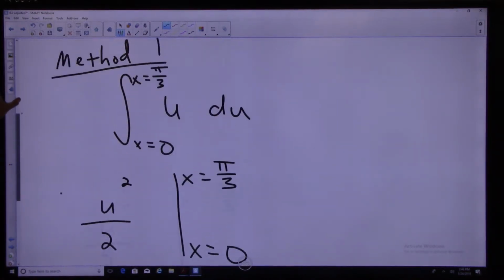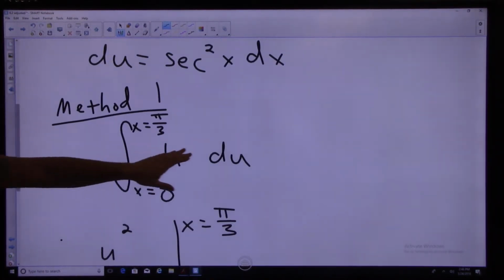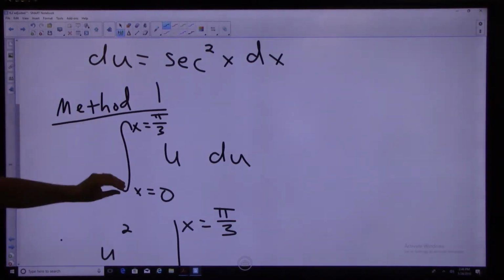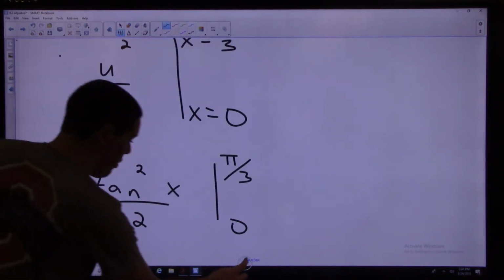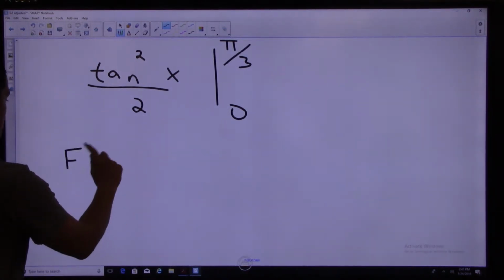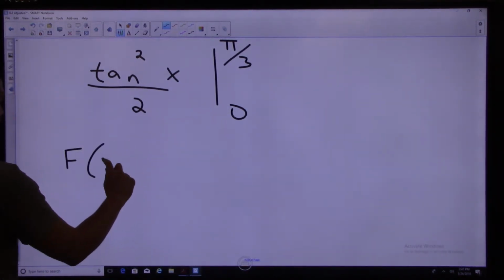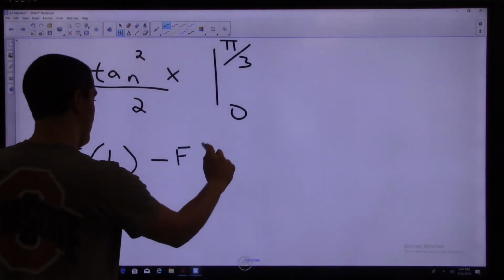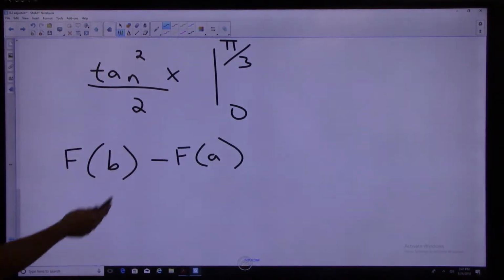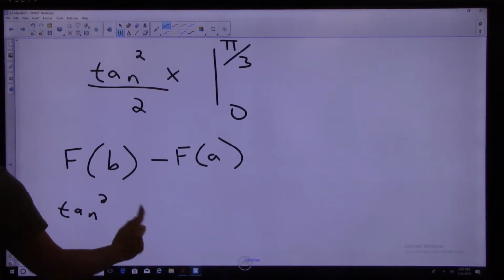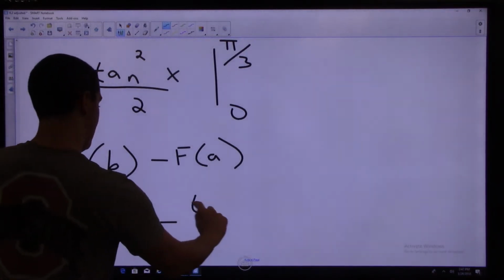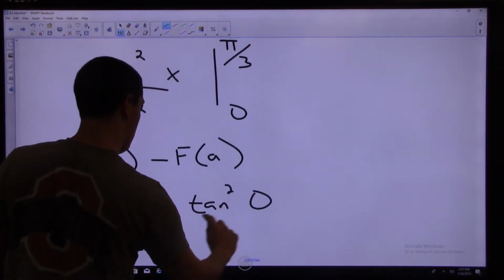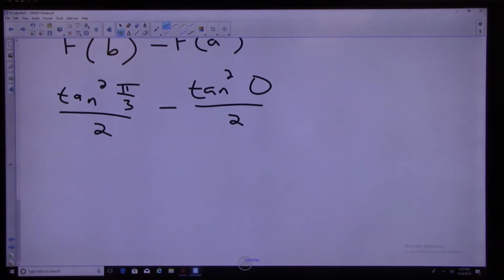Okay, so guys, just to recap here, since we replaced this with u, we have to remember that these are x values. Now like I said, this is method 1. We're going to look at a different way to evaluate in a second. So all we've got to do now is use the fundamental theorem of calculus part 2. It's going to be f of b minus f of a. So this is going to be tangent squared of pi over 3 over 2 minus tangent squared of 0 over 2. All right, so let's try to figure those values out.